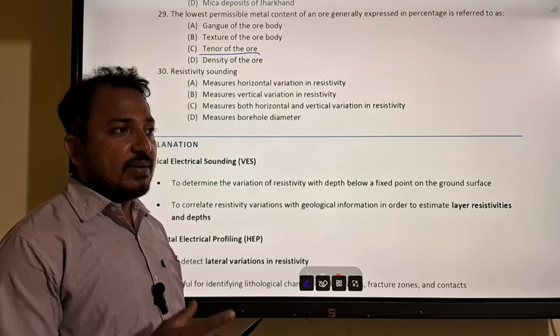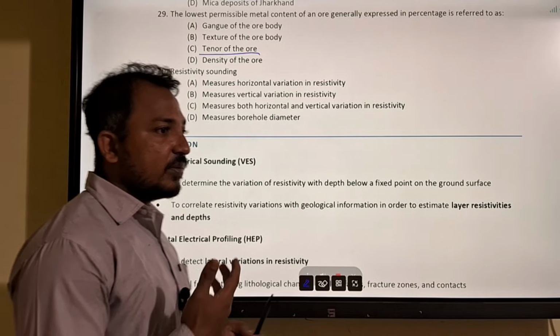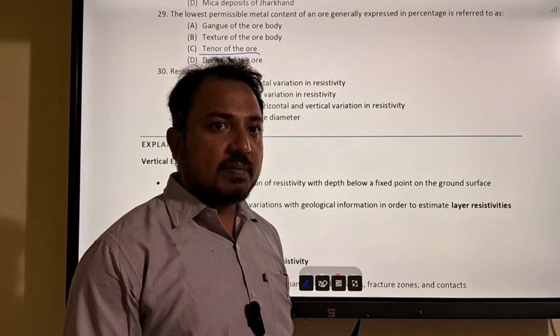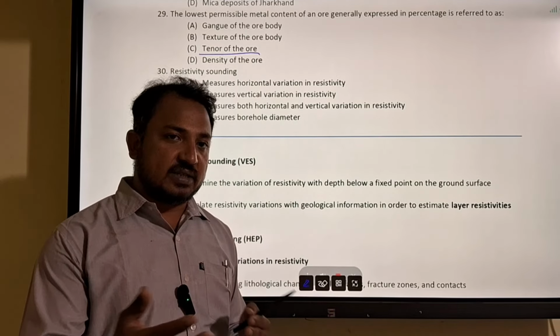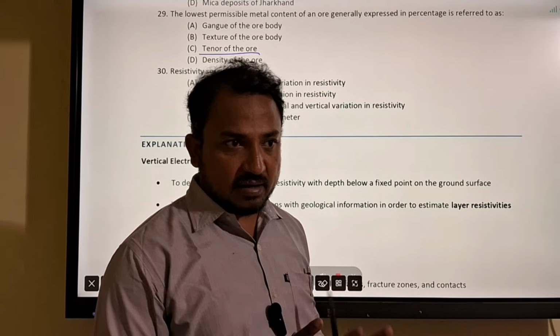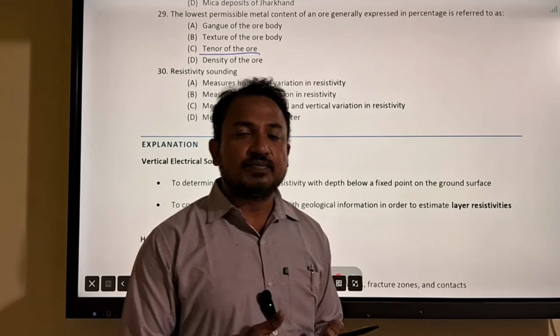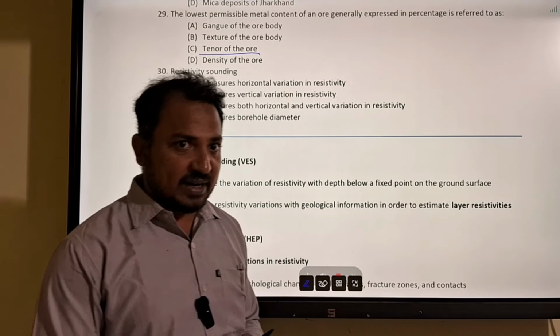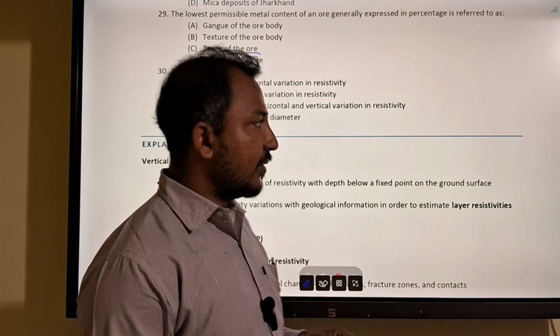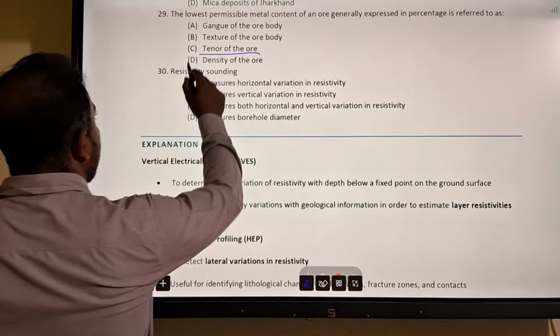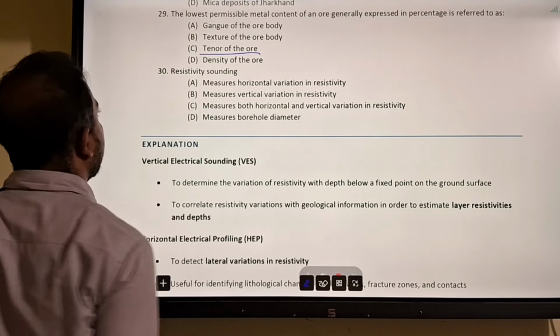That means any ore body has the metal, but it contains the metal in a certain percentage. You can take the example of magnetite, which contains 72% of iron. Hematite contains 70% of iron. That is called the tenor of the rock. So tenor indicates the permissible metal content of an ore.